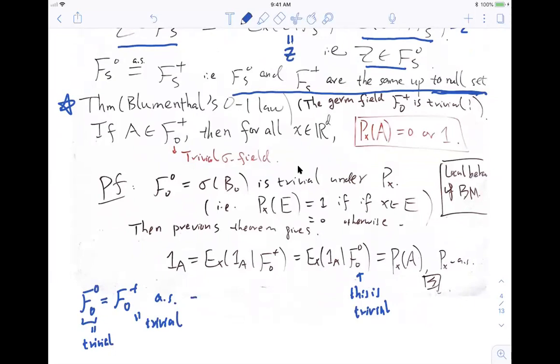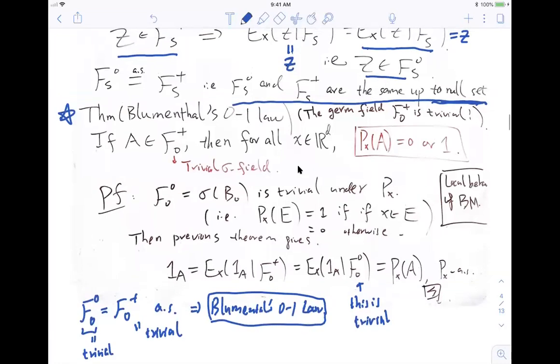And this tells us Blumenthal's 0-1 law. This looks like a very naive observation, but sometimes it's very useful if we want to study something in time. The proof is almost trivial. The proof is just repeating what we did for the previous theory. It basically says if A is in the germ field, the germ field being the microscopic or infinitesimal field at time 0, so if A is in F0 plus, then it has probability either 0 or 1.